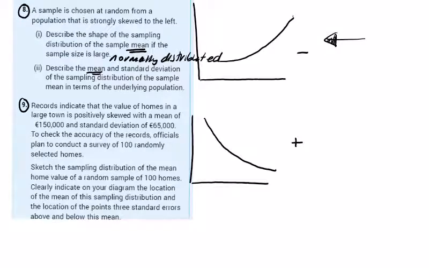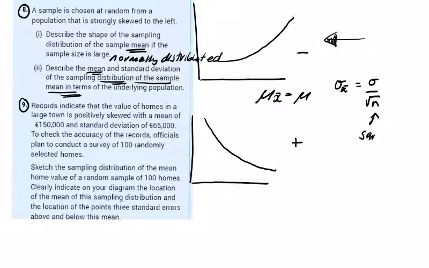The mean and standard deviation of the sampling distribution of the sample mean in terms of the underlying population, what they're looking for here is that the mu, the mean of the sampling population, is equal to the mu of the population. And we've seen in some of these questions that the standard deviation of the sampling x bar is equal to the standard deviation of the population divided by the square root of n, where n is my sample size, and my standard deviation of the population. So just expand out on those.